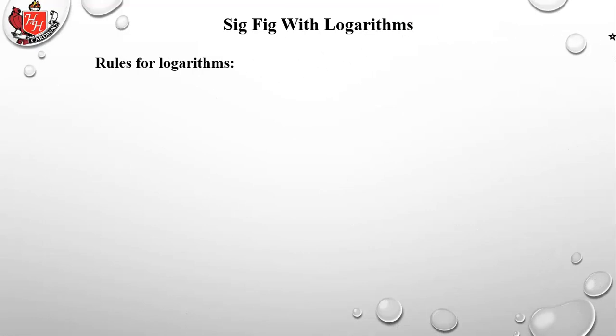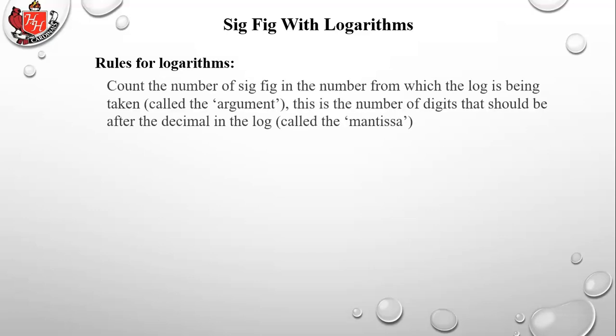Okay, this next one is the rules for logarithms. You'll probably never see that in this class where you have to do this, but let's cover it just to complete the topic. So you count the number of significant figures in the number from which the log is being taken. That's called the argument. This is the number of digits that should be after the decimal. That's the key. After the decimal in the log, and that's called the mantissa.